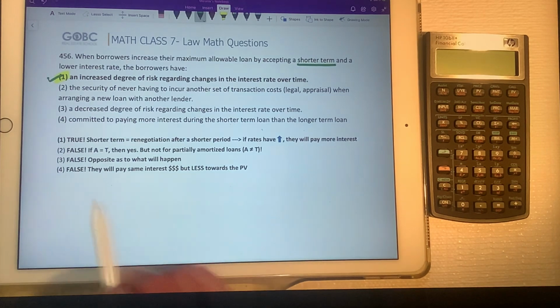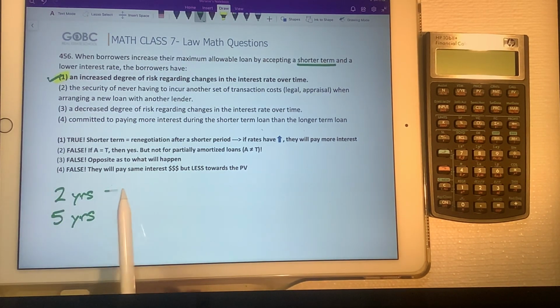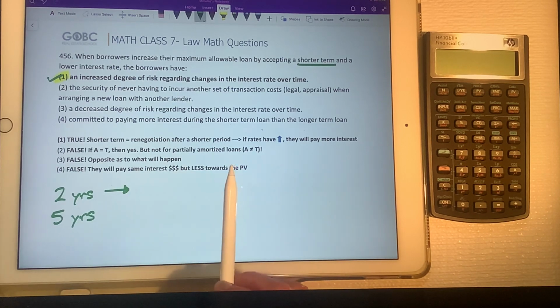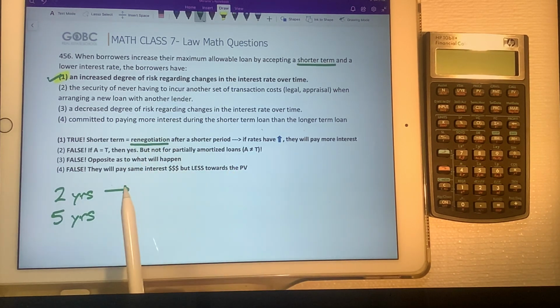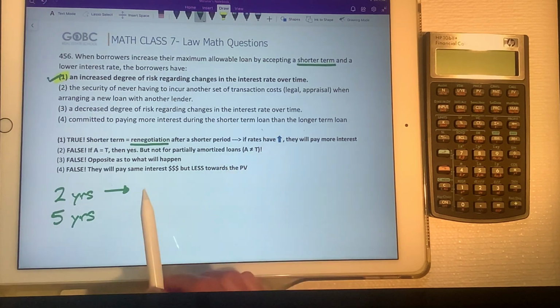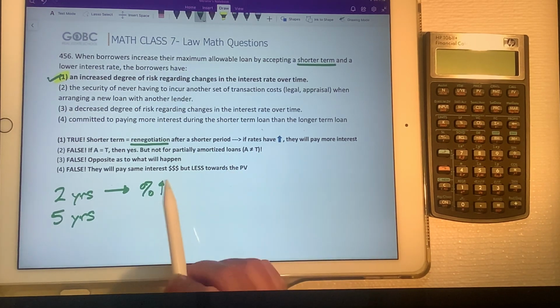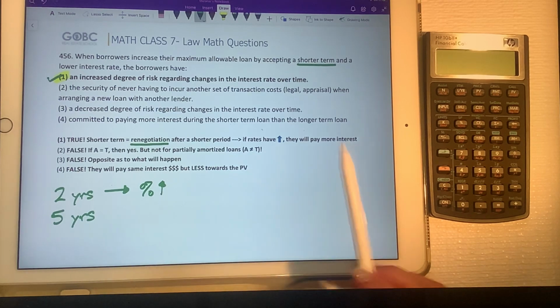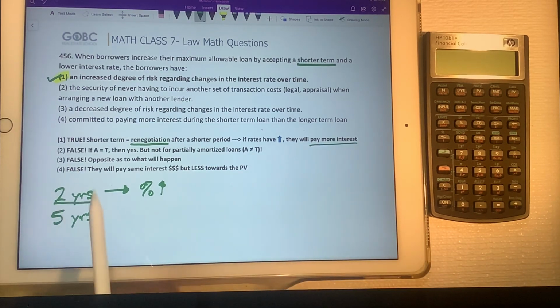So if you have a 2-year term as opposed to a 5-year term, after the 2 years, you have to renegotiate. So you have to actually renegotiate that contract, the outstanding balance that you have left. And if rates have actually gone up, if the percentages on mortgage interest rates have gone up, then you're going to have to pay more interest because you only had that 2-year term. If you have a longer term, then you're locked in to that interest rate that you have in your contract for the 5 years, and you don't have to worry about the rates going up until the end of that 5 years.